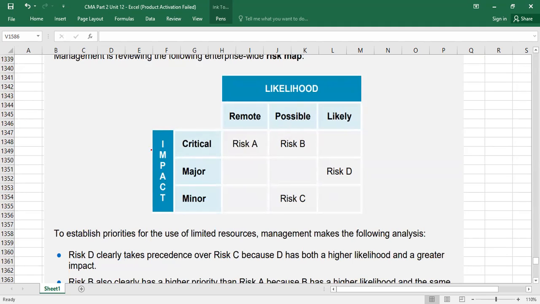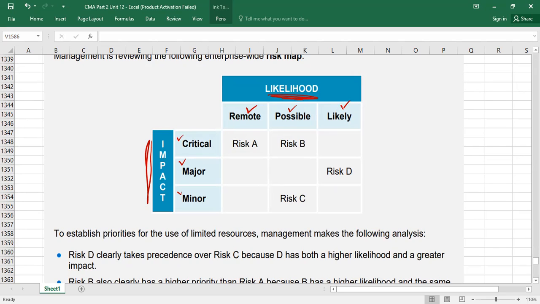For example, let's say on one side, you can write impact. Impact would be critical, major, minor. Likely means the chances. Let's assume chances are remote, means very less chances. Possible, maybe let's assume 50-50. Likely means more chances are there.